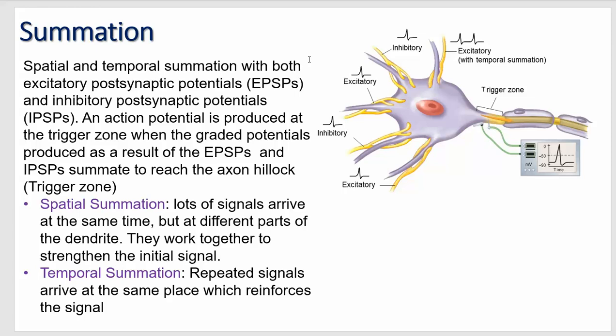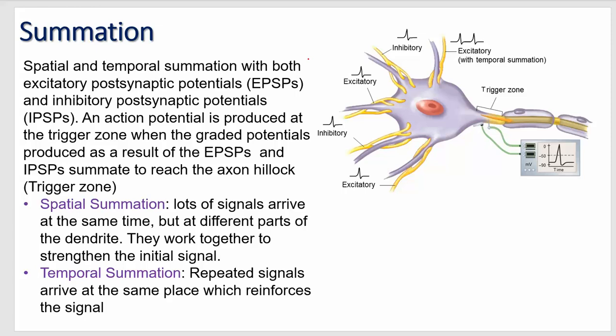Okay. And so the last little point here, summation. I know I've been talking about summation, but I wanted to take the time to actually discuss what it means and the two types, spatial summation and temporal summation. So spatial and temporal summation, with both excitatory postsynaptic potentials.